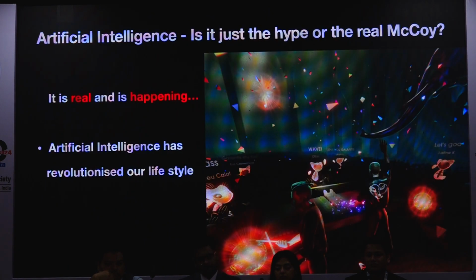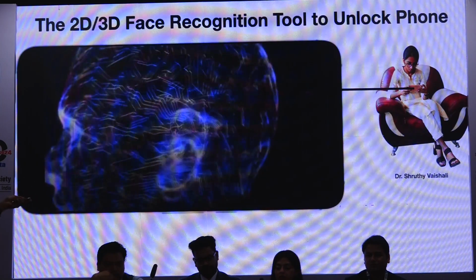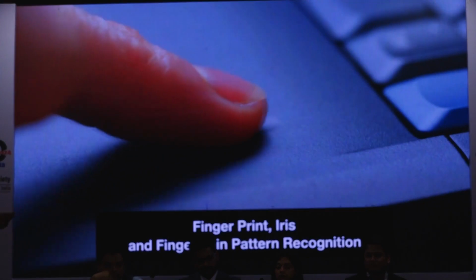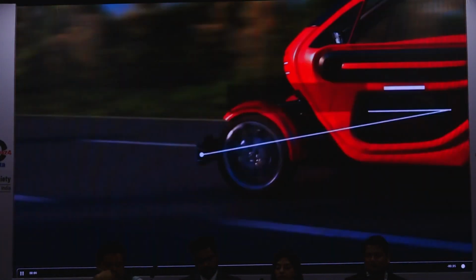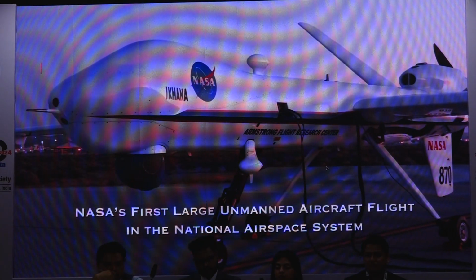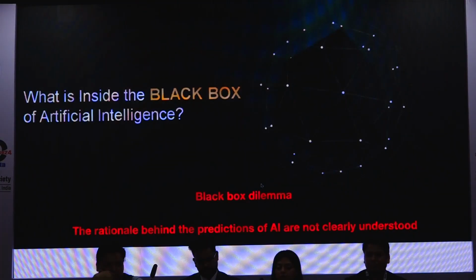If you see the AI, we cannot escape AI. For example, we all have the smartphone here. We use face identification, the iris scanner or the fingerprint. So we have AI in our day-to-day lives, like the car that you can see here. It is now launched with a LiDAR sensor. It knows when to stop, when to start, or the NASA engine that has recently been launched, which is the first unmanned aircraft.